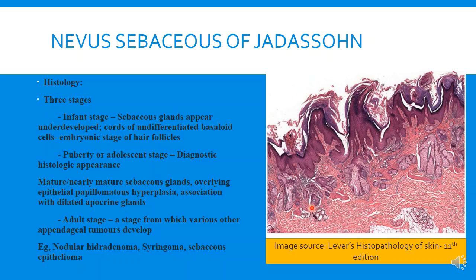So this stage, puberty or adolescent stage, with a characteristic histologic appearance, also shows similar things: mature sebaceous lobules overlying papillomatous epithelial hyperplasia and hair follicles, and association of dilated apocrine glands. And in the adult stage, there is a stage from which various other appendageal tumors develop, such as trichoblastoma, nodular hidradenoma, syringoma, and sebaceoma. So you have to be careful when you look at the histology of an adult stage tumor for the association of other appendageal tumors.